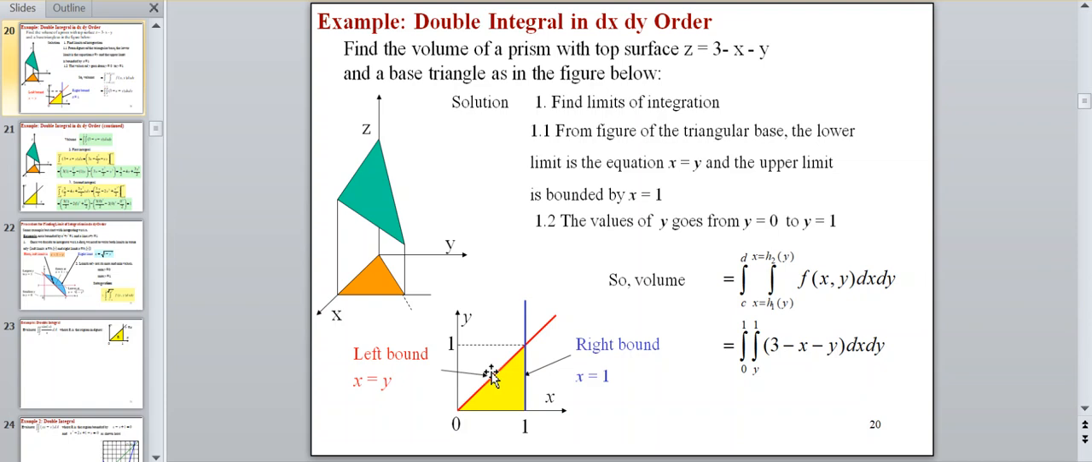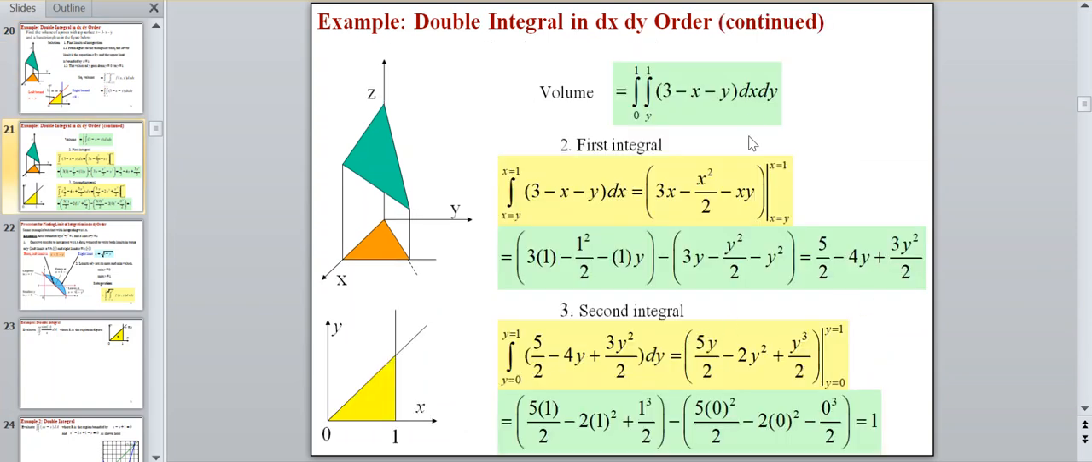But what is the left curve? The left curve is the line y equals x, or x equals y. So x is from the left curve, which is y, to the right curve. What is the equation of the right curve? x equals 1. So x is from y to 1, left curve to right curve. So you can see here, the integral of f dx dy, x is from the left one, y, to the right curve, which is 1, and y is from 0 to 1. Now we calculate.